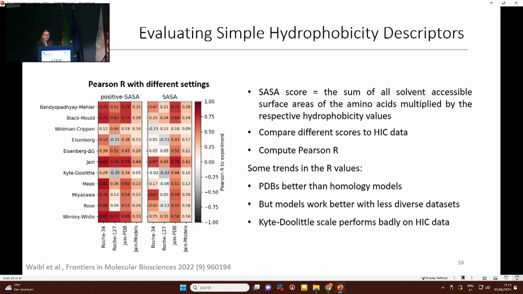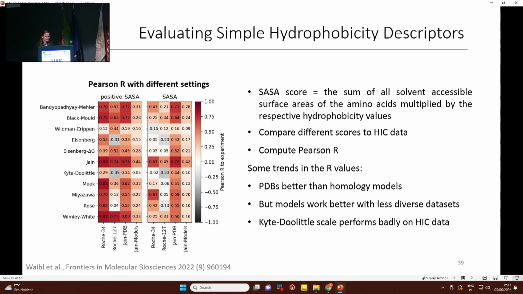On the one hand, we compared different scores. Here I only show the SASA scores. The results are overall similar. You can use the Hayden method, the SASA score. You can focus only on, for example, positive SASA scores. Whatever you feel like you can use. And the question was, how does the choice of hydrophobicity scale and the availability of structural data influence the outcome, the prediction of HIC data in this case, so hydrophobic interaction chromatography.